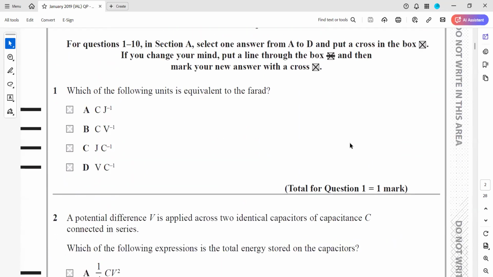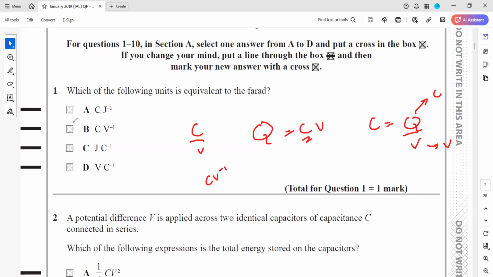The first question: which of the following units is equivalent to farad? We have the formula Q equals CV. Farad is the unit of capacitance, so capacitance is Q divided by V. The unit of charge is coulomb and the unit of voltage is volts, so it is coulomb divided by volts, or CV minus 1. So it matches with option B.